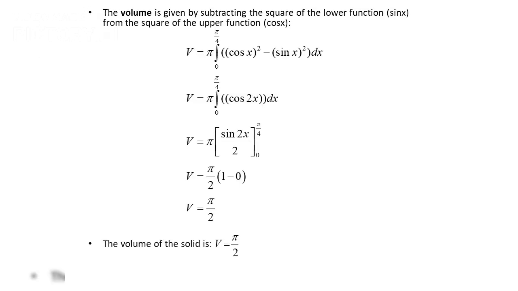Substitute the values of the curves and limits in the formula. The volume is found by subtracting the square of sin x from the square of cos x. This integral simplifies to pi/2.